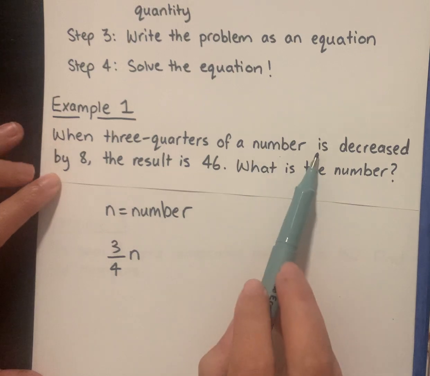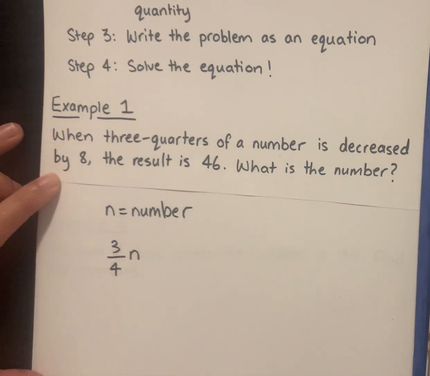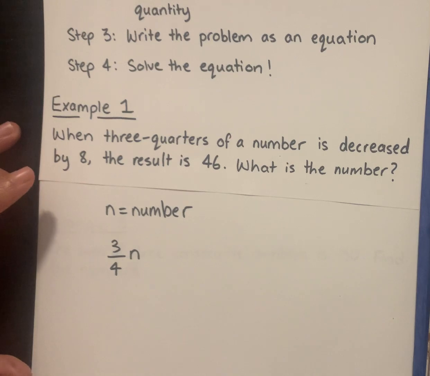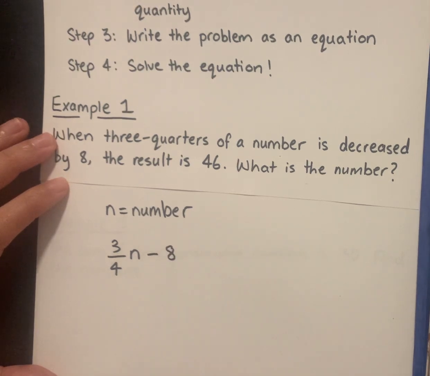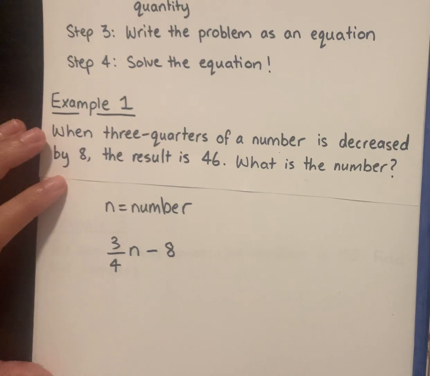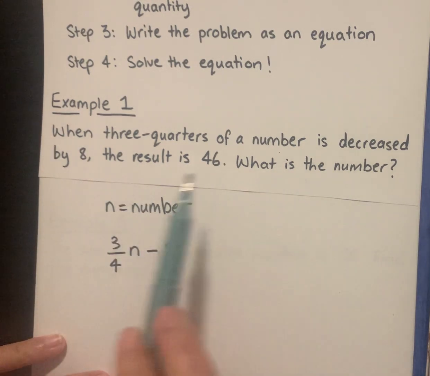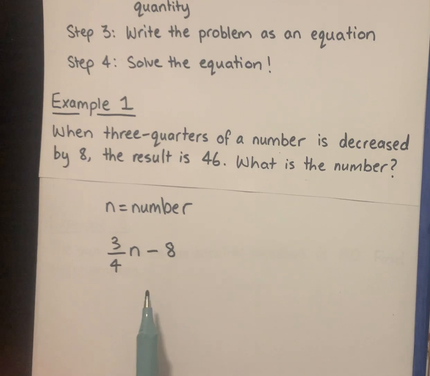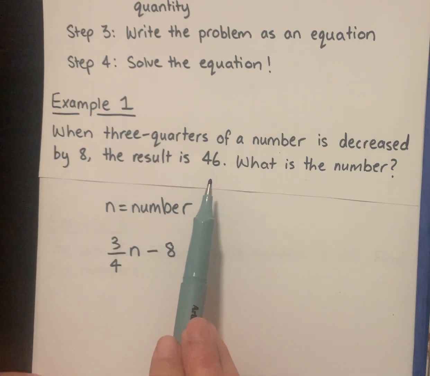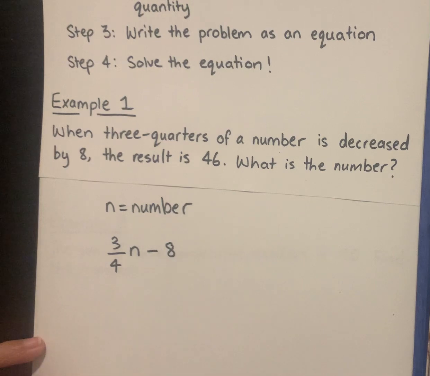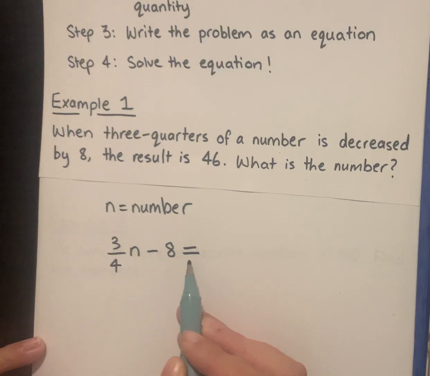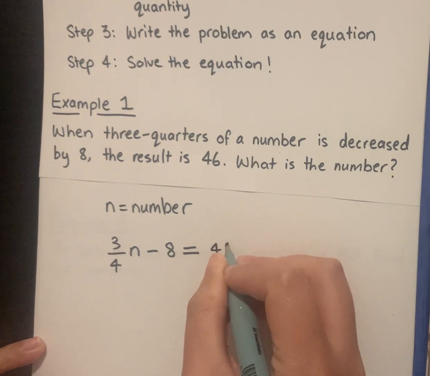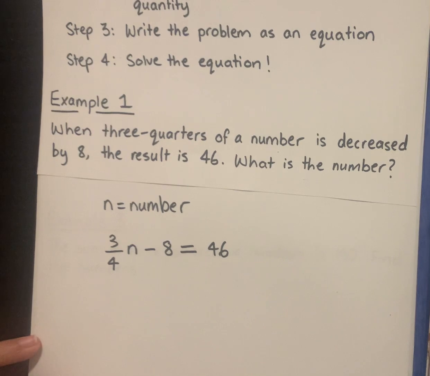So 3/4 of a number is decreased by 8. How are we going to write decreased by 8? When we decrease a number, we're subtracting. So we're subtracting 8 because we're decreasing by 8. Then the result is 46, and we already spoke about that. We said the result is means equals. So once we do all this to the number, the result is 46. What is the number?